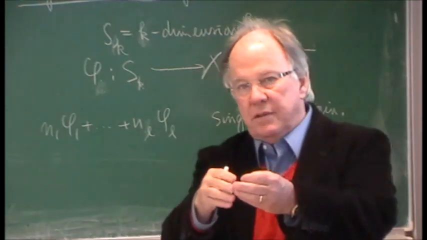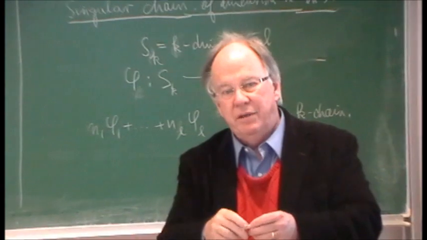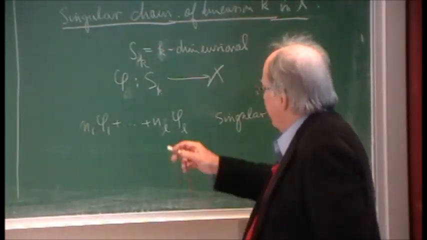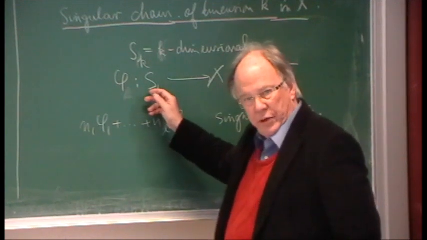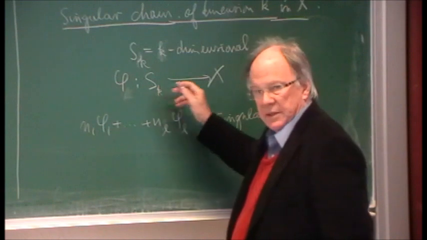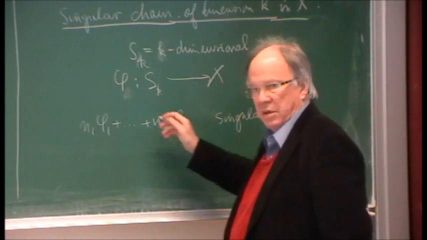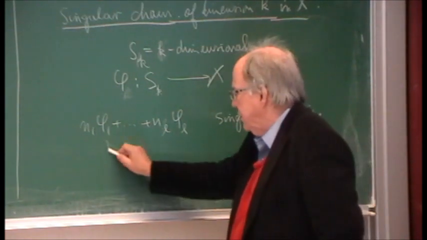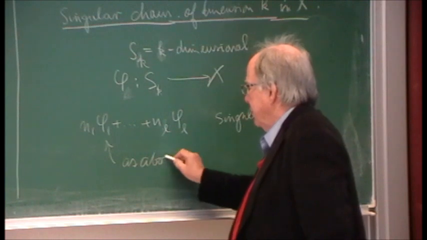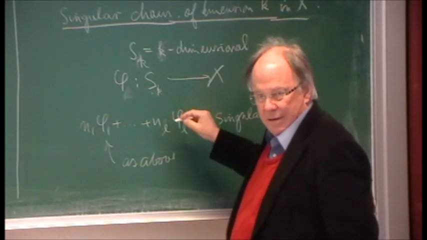So you just think of putting these things together, but with multiplicity. And you will see very soon you have to have multiplicity. So, Professor, what is phi I? Again, phi is just an arbitrary map of a k-dimensional simplex into the manifold, a continuous map. Phi I are just some of these. So these things here are as above. So continuous maps here. Okay?